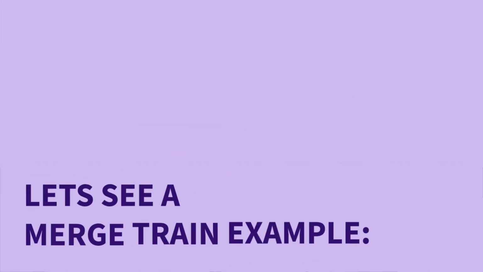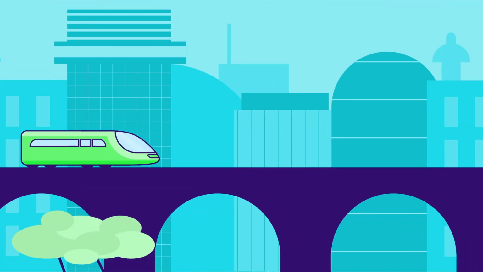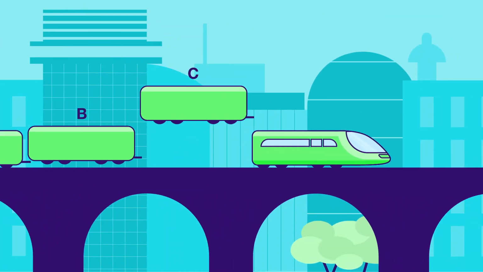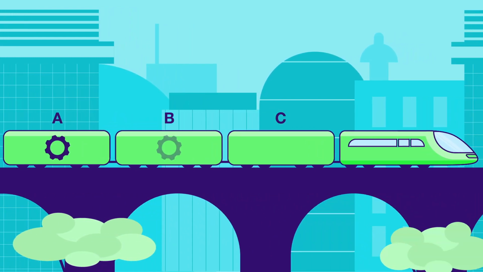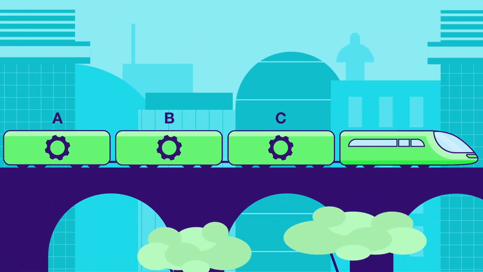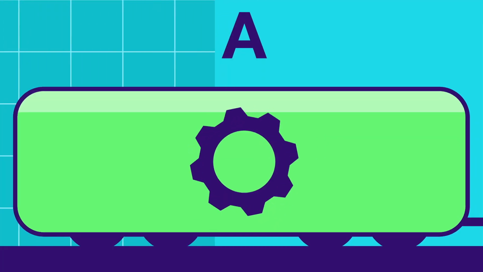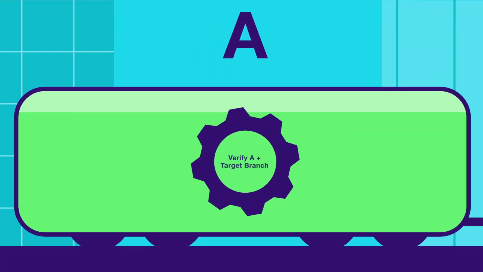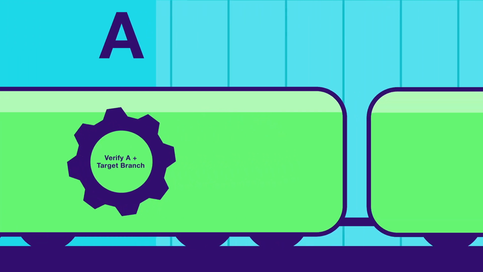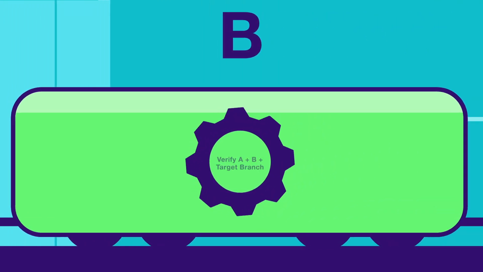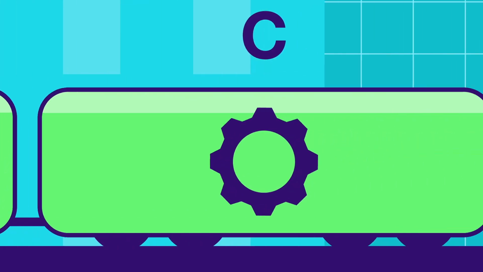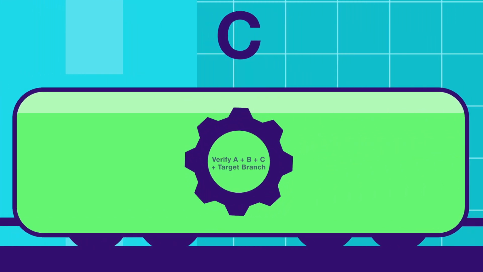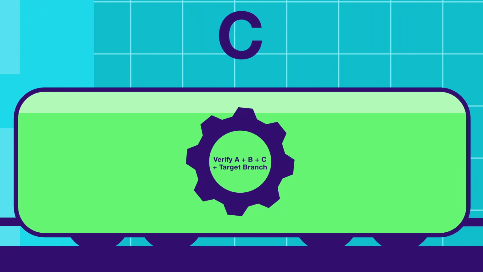Let's see a merge train example. Three merge requests, A, B, and C, are added to a merge train in order, which creates three merged results pipelines that run in parallel. The first pipeline runs on the changes from A combined with the target branch. The second pipeline runs on the changes from A and B combined with the target branch. The third pipeline runs on the changes from A, B, and C combined with the target branch.